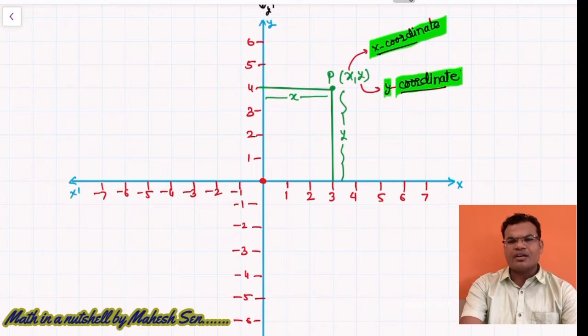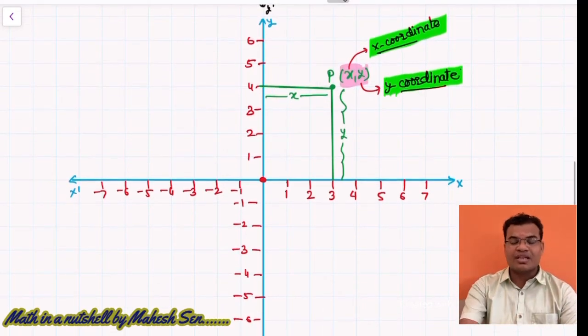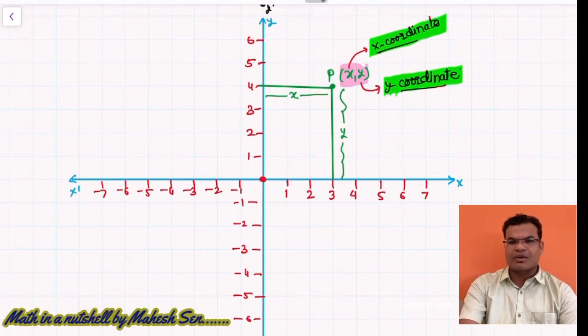For any point, the coordinates are always the x coordinate and y coordinate in this order. The order is very important. We always take x comma y, not y comma x. So remember this thing, it should always be x comma y.